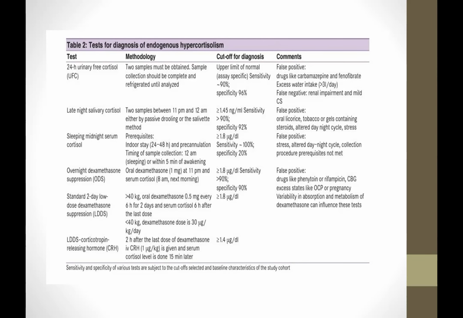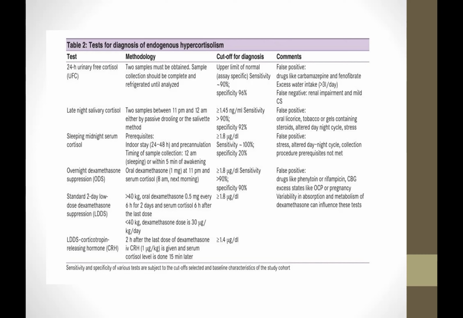Late night salivary cortisol: 2 samples between 11 p.m. and 12 a.m., either by passive drooling or the salivette method. More than 1.45 nanograms per milliliter is taken as positive. Its sensitivity is more than 90% and specificity is 92%. And midnight serum cortisol: prerequisites are an indoor stay for 24 to 48 hours and pre-cannulation of the patient, and timing of sample collection is 12 a.m. or within 5 minutes of awakening. Test positivity is taken as more than 1.8 micrograms per deciliter.